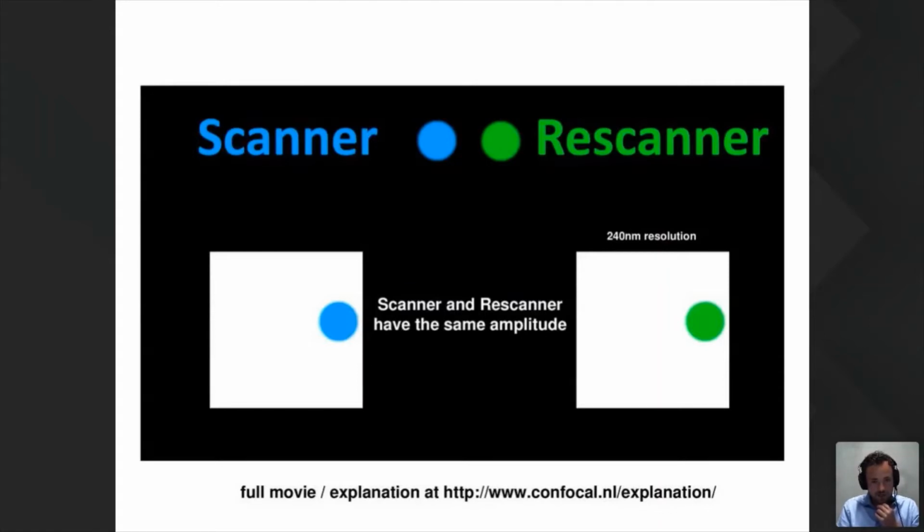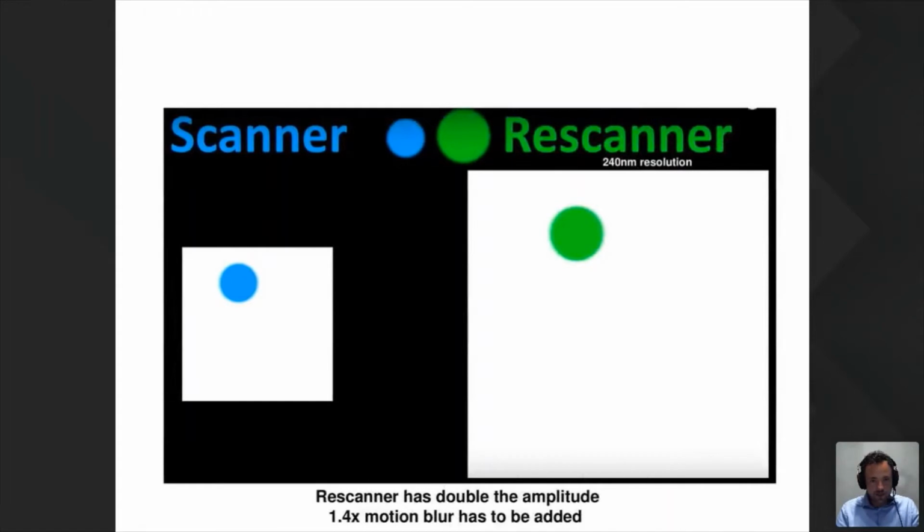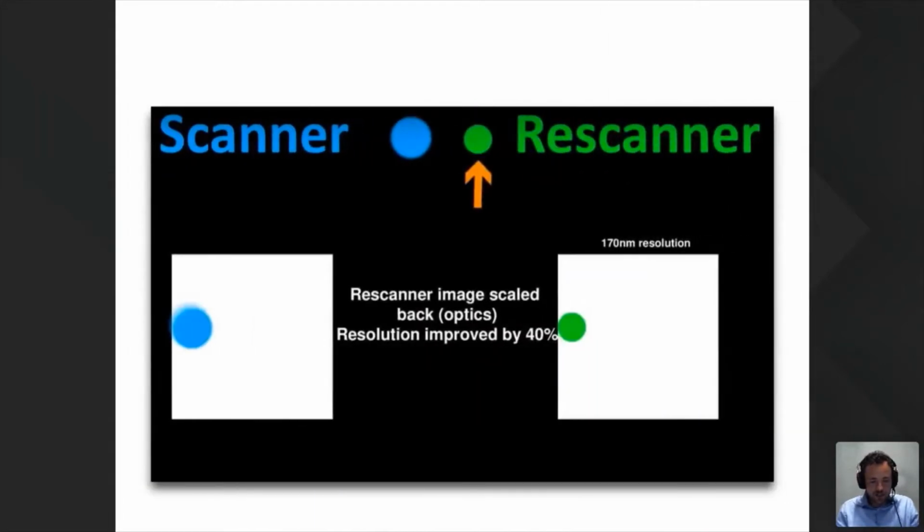And if scanner and rescanner have the same amplitude, the resolution is diffraction limited, so nothing really special happens. You just have a diffraction limited spot on your camera. But we can play with the angular amplitude of the rescanner. So here you see that the rescanner does a double sweep, and initially this causes the spot to move faster, and therefore there is some motion blur that needs to be added. But if you scale back this image, and this is done by optics, so just by using lenses in the system, we can see that the resolution is improved. So we can have a 40% better resolution just by playing with this sweep of the rescanner.